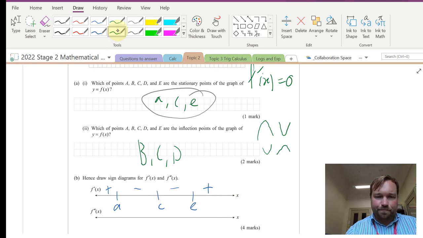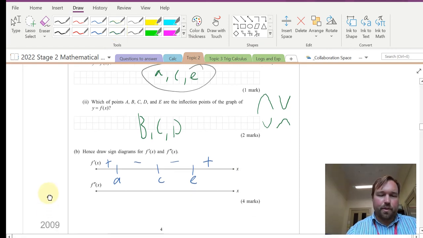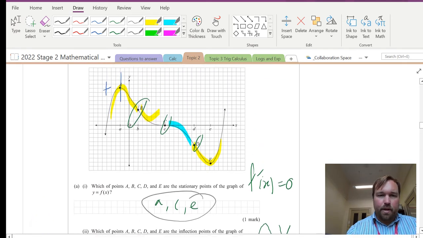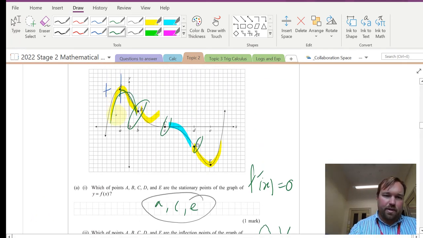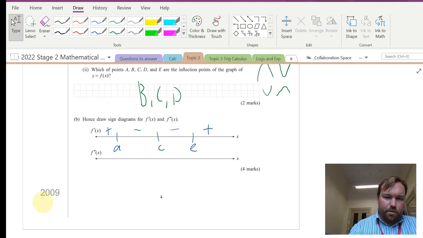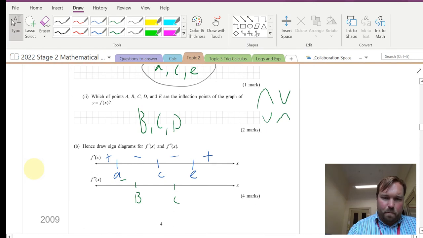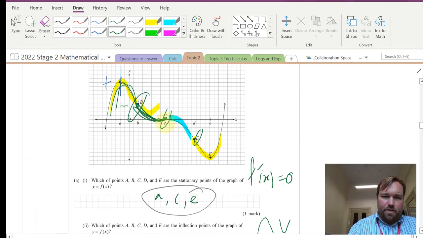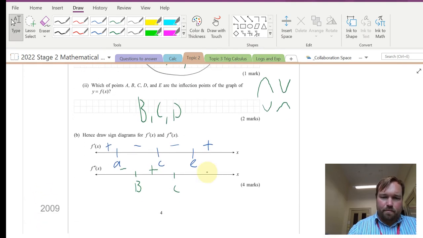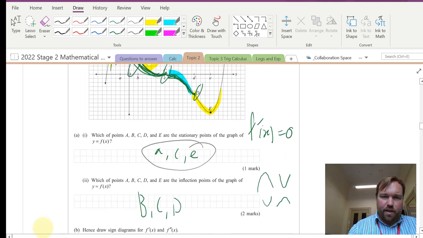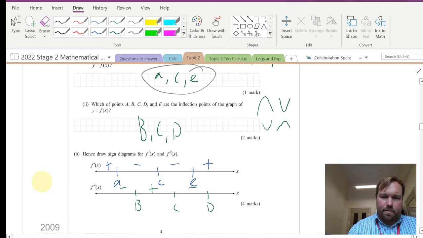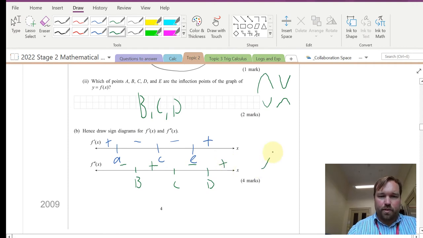Alright, perhaps similarly, BCD. So we can probably guess that we're going to put BCD there. But here, it's concave down until B, so it's negative. So we're going to put B here, negative. C. Between B and C, the slope's like that, so it's positive. After C, we go down to D, negative. After D, we are happy again, so positive. Sweet.